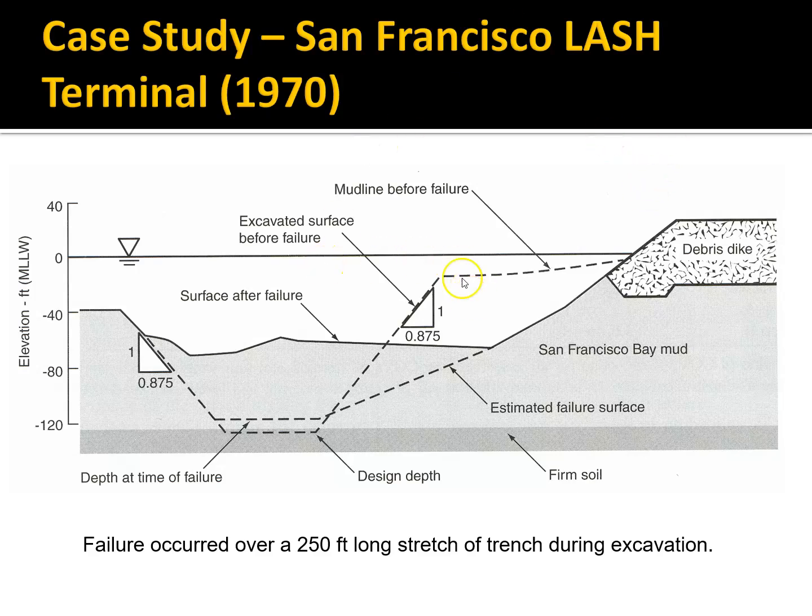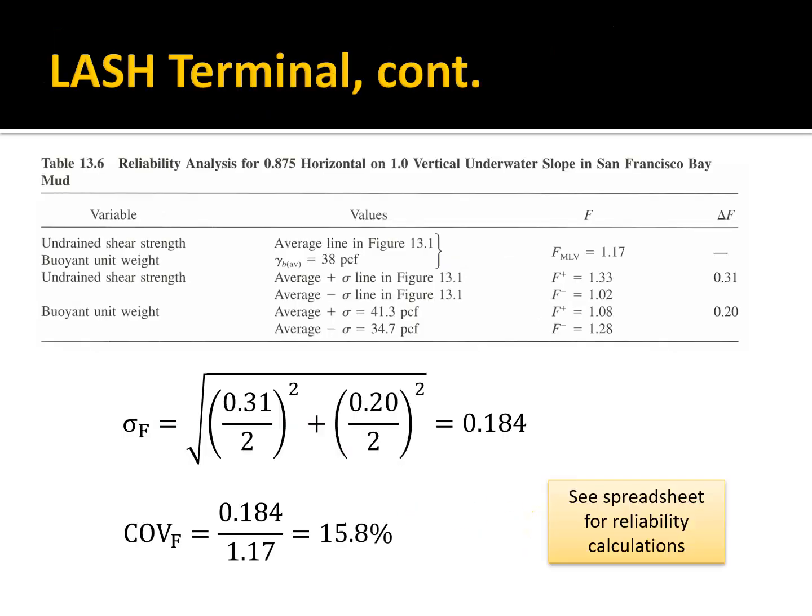So the excavated surface before failure was at a 0.875 to 1. That's a very steep slope. And then this is what it looked like after it failed. So it was fairly costly to fix that. And they went back and looked at it and recalculated the probability of failure based on the original slope angle, and then they looked at some other slope angles for when they rebuild it. And we're going to go through some examples of this in our in-class exercise.